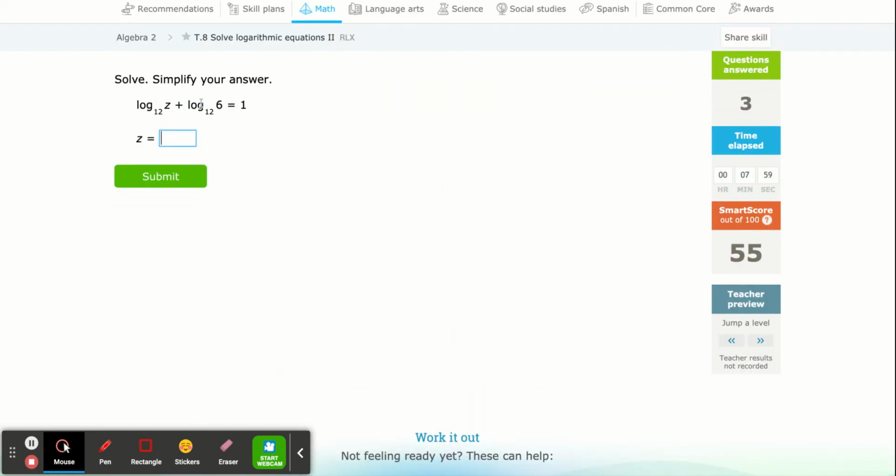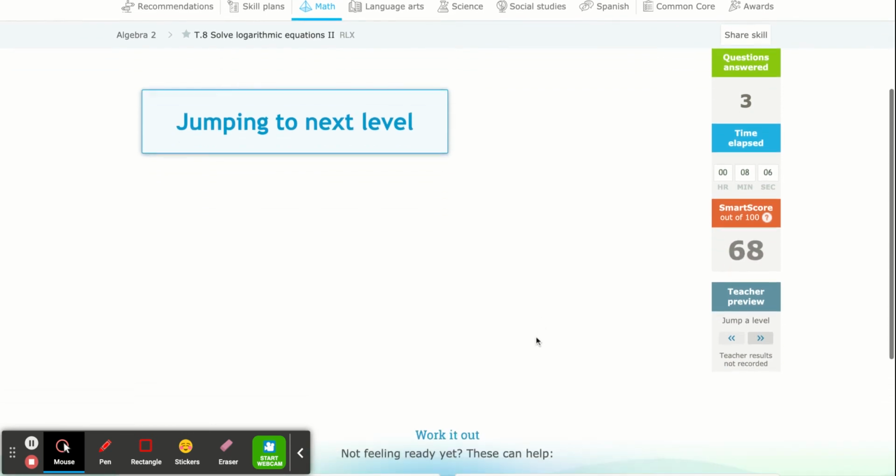Again, 6 times z will be inside, so log base 12 of 6z equals 1. Very similar to the last one. I'll let you finish this one.